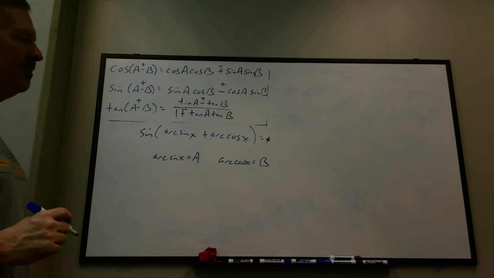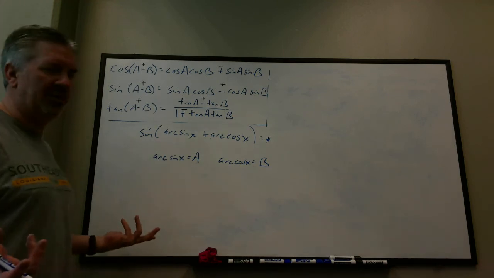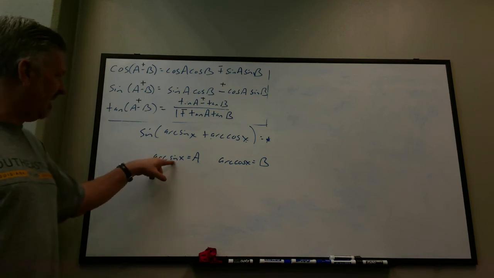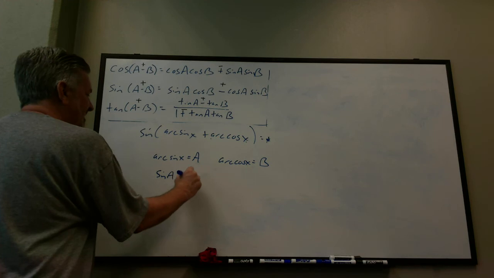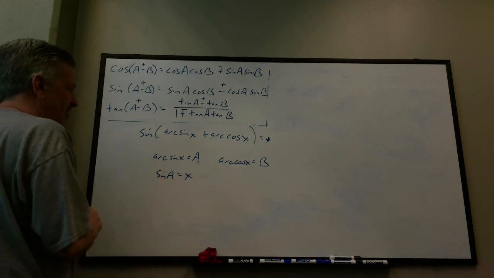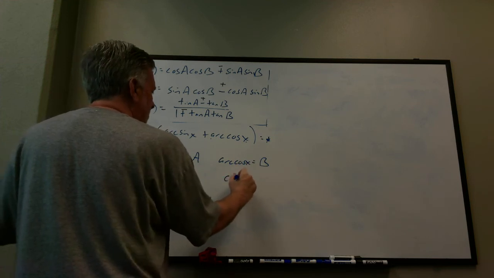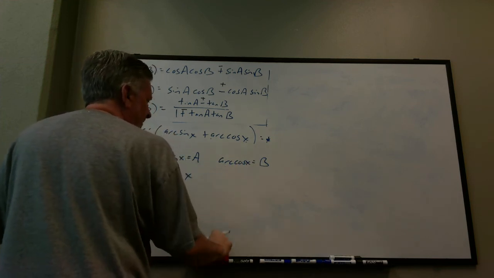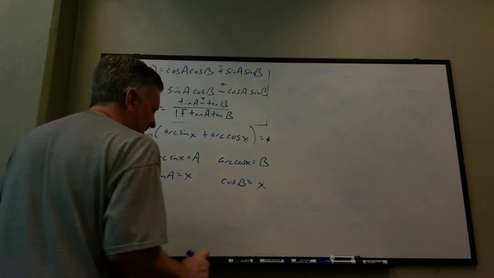Now, remember when we did the inverse trig functions section, we wrote 2 facts. I don't really need to know the quadrants here, but if arc sine of x is A, that means sine of A is x. And if arc cosine of x is B, that means cosine of B is x.